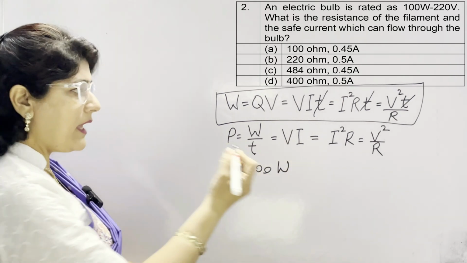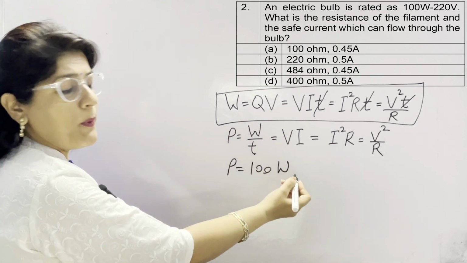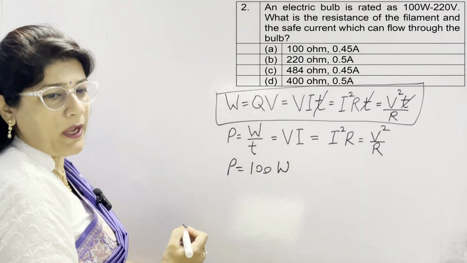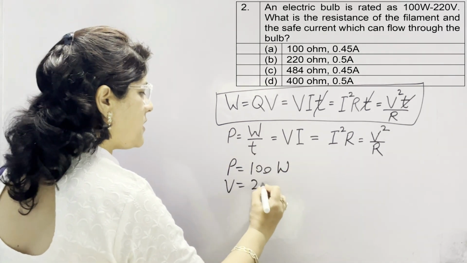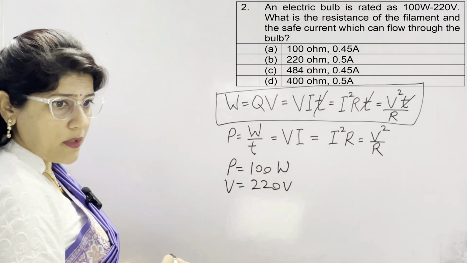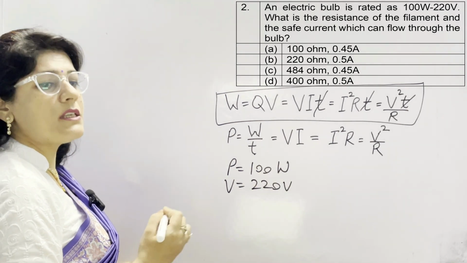अब स्टूडेंट को पता है कि वॉट पावर का यूनिट है, तभी वो न्यूमेरिकल में पावर की जगह पे 100 वॉट भर पाएगा. एंड पोटेंशियल डिफरेंस इज 220 वोल्ट. व्हाट इज द रेजिस्टेंस ऑफ द फिलामेंट एंड द सेफ करंट?